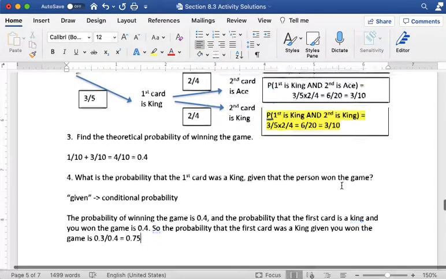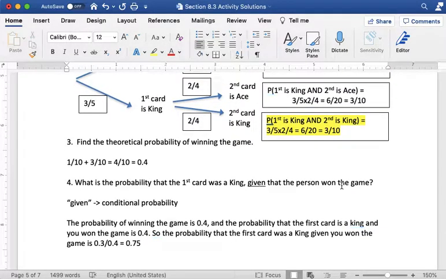So given the person won the game, there's a 3/4 chance that they won with both kings and only a 1/4 chance that they won with both aces.